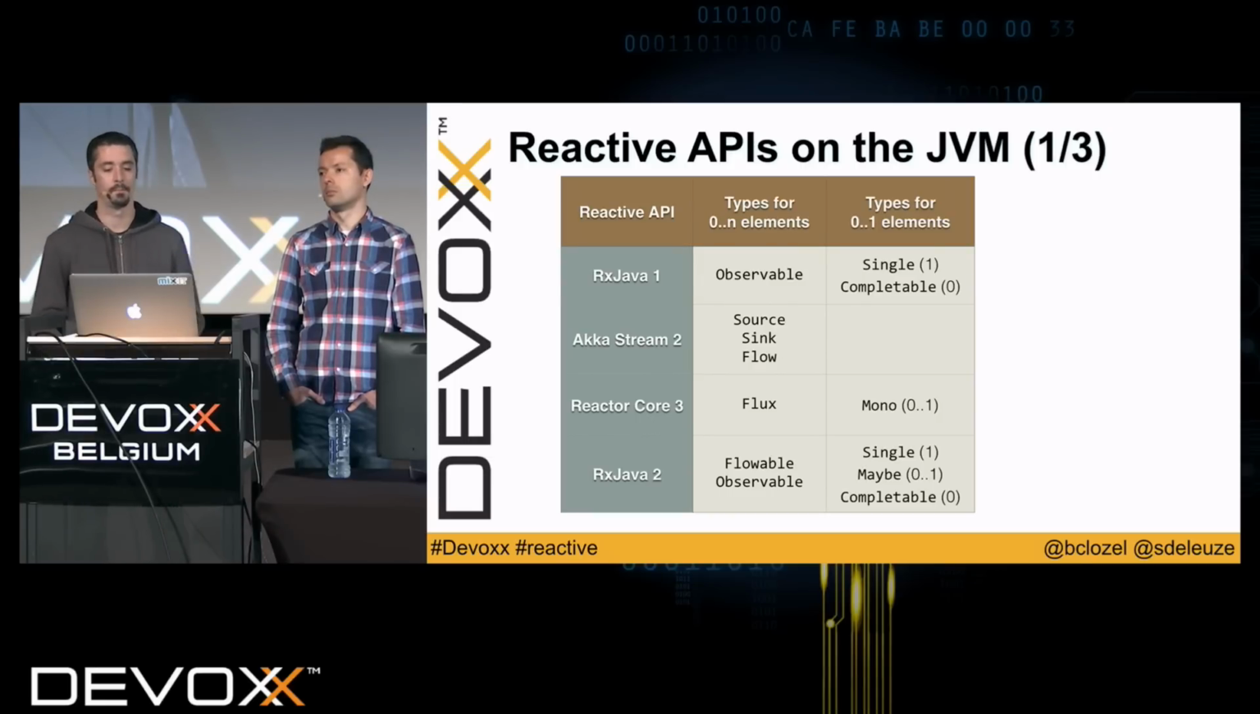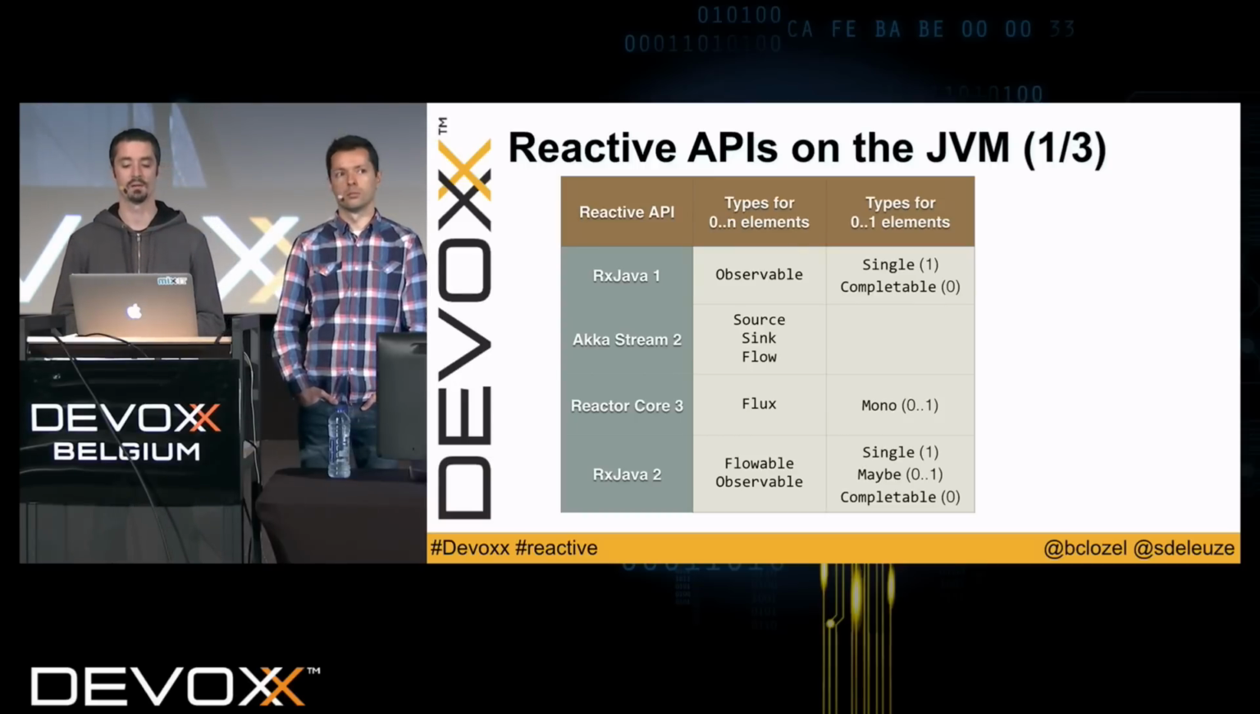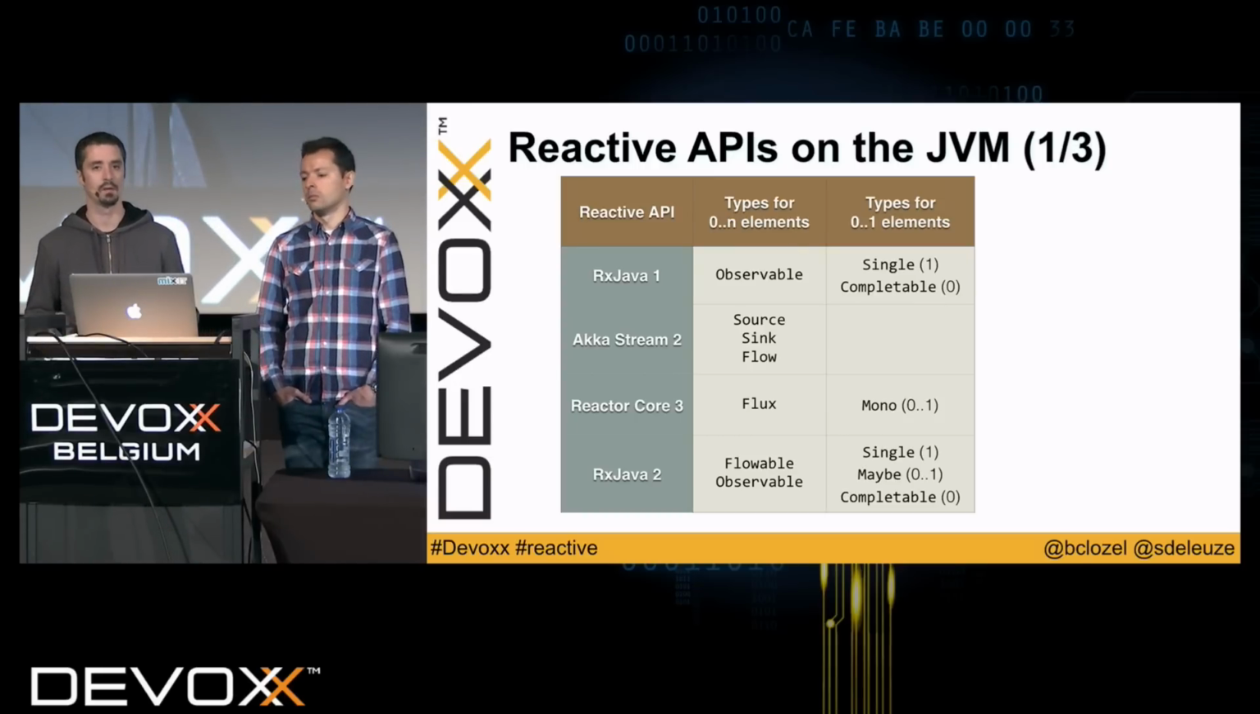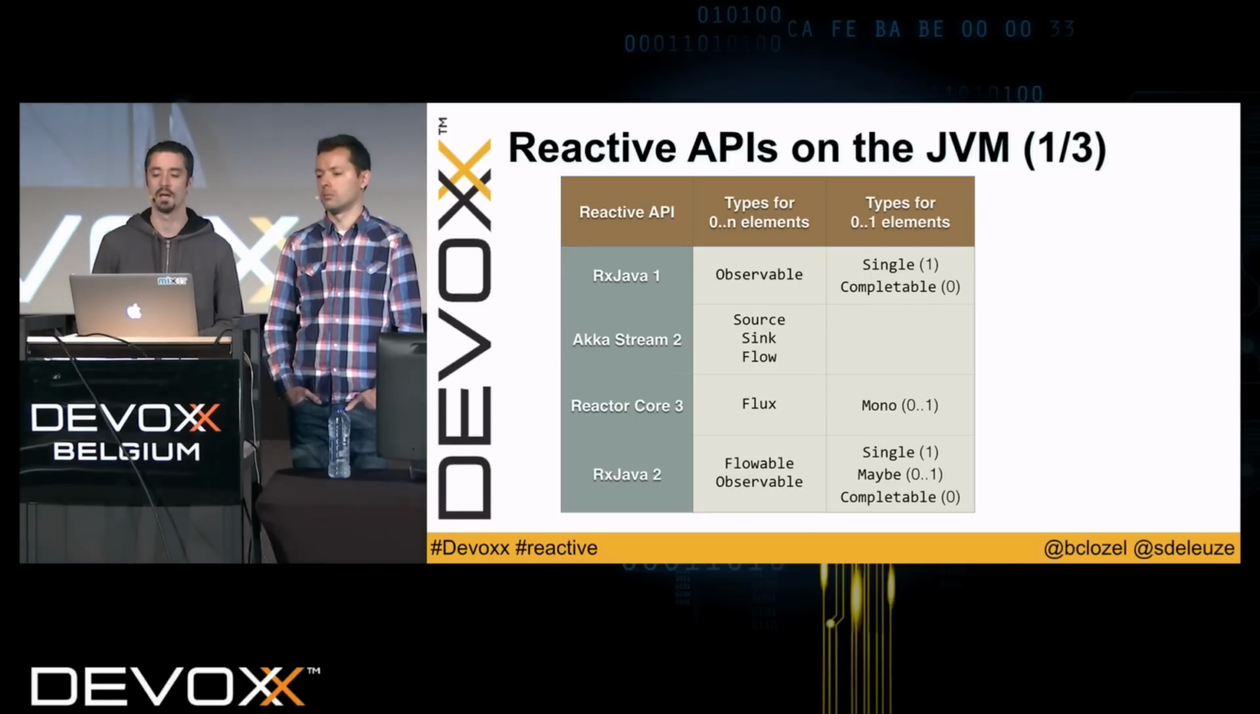Stream 2 provides Source, Sink, and Flow types. Reactor Core 3 provides Flux for 0 to n elements and Mono for 0 to 1 elements. That's a kind of future or promise type. And RxJava 2, recently released, is a little bit more complex in terms of types. It provides 2 types for 0 to n elements, Flowable and Observable. We are going to see why there are 2 different types. And also Single, Maybe, and Completable types.